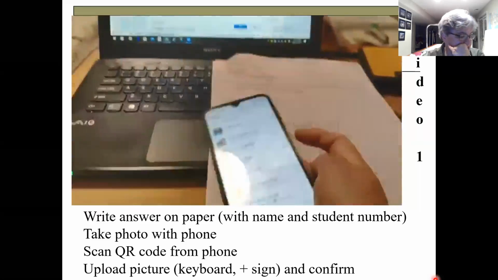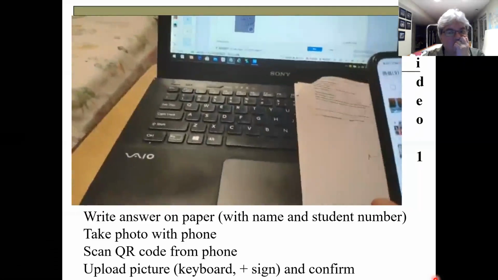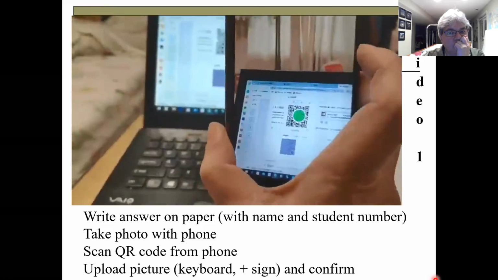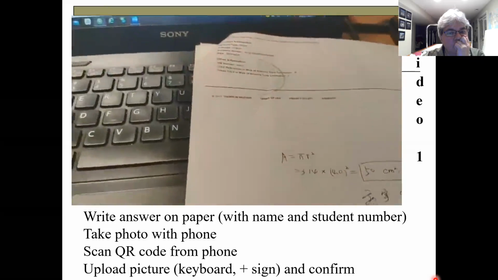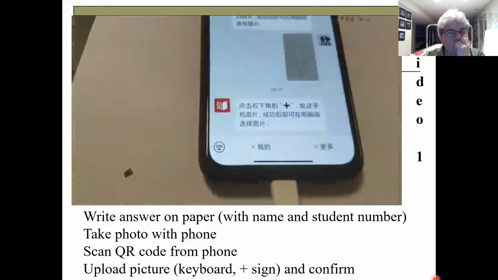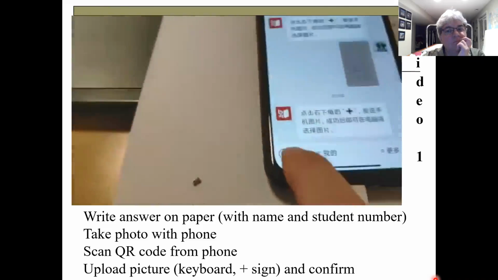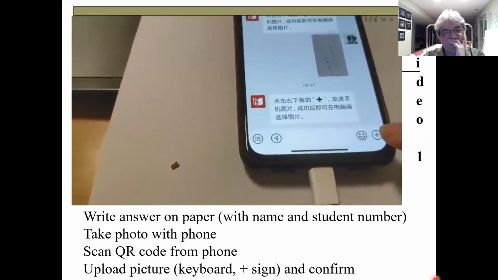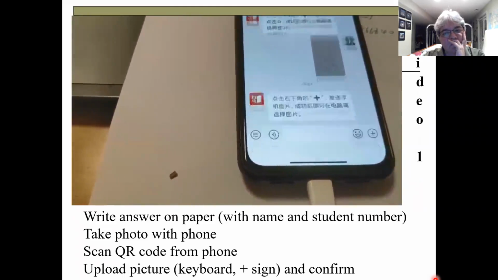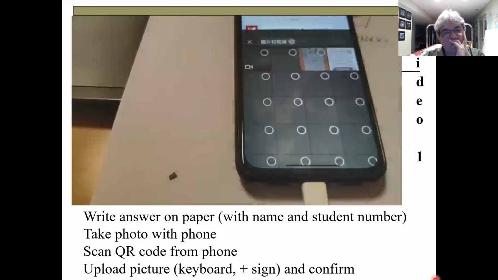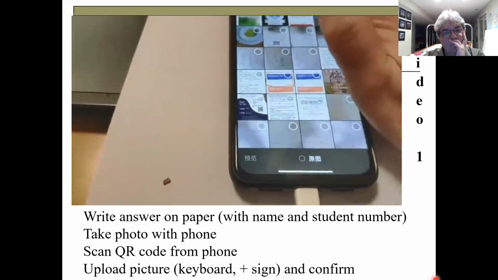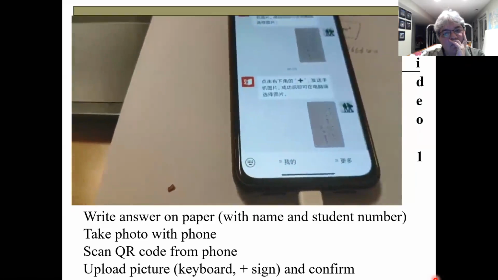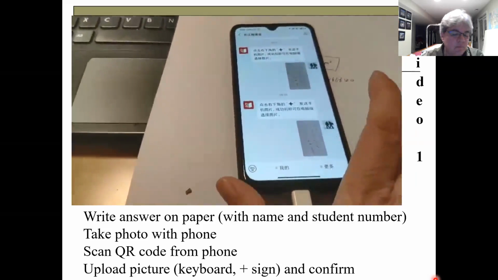Use your WeChat to scan this QR code. Then on your phone, press this button. You can see the plus sign, press this plus sign and select a picture, the picture you take. Then you send it.